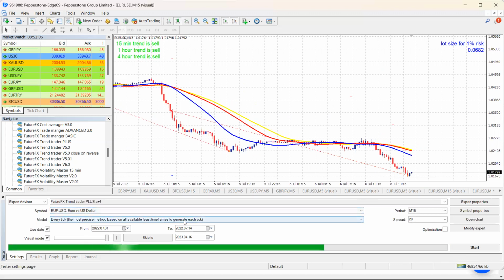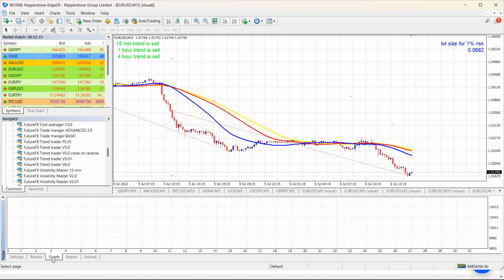So what I'm going to do now, that was just to give you a visual of how it looks, but the visual does slow the back testing down a lot. So I'm going to get rid of the visual and I'm just going to start it again. It's going to do that 2 weeks really quickly for us. We can just see a representation on the graph here, just so we can see what profit it makes.